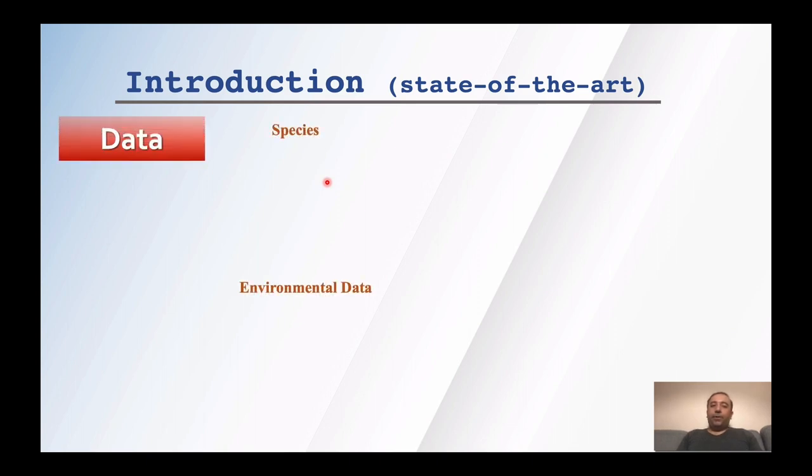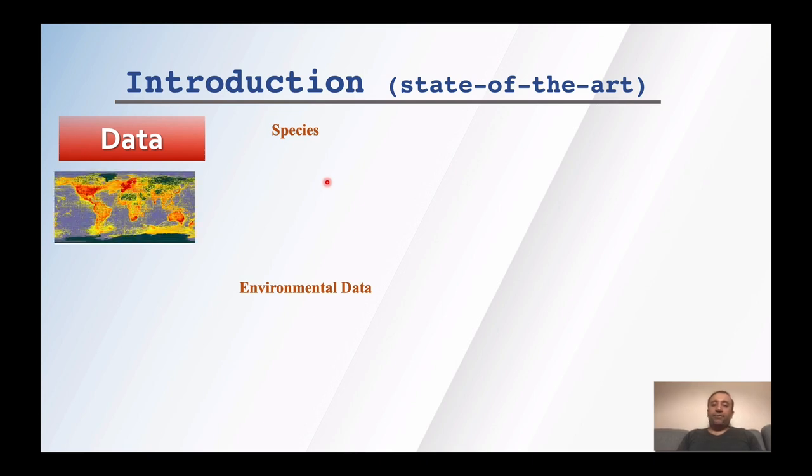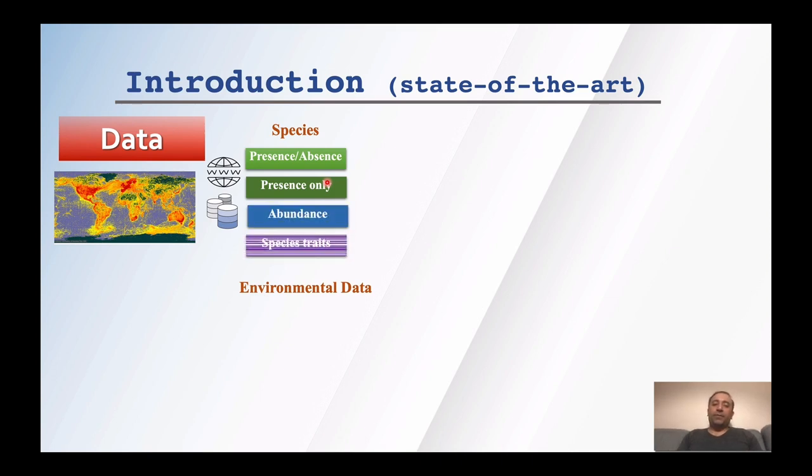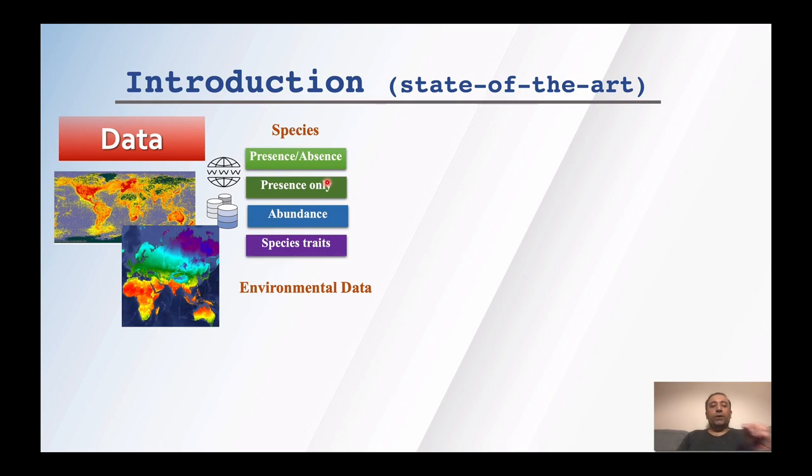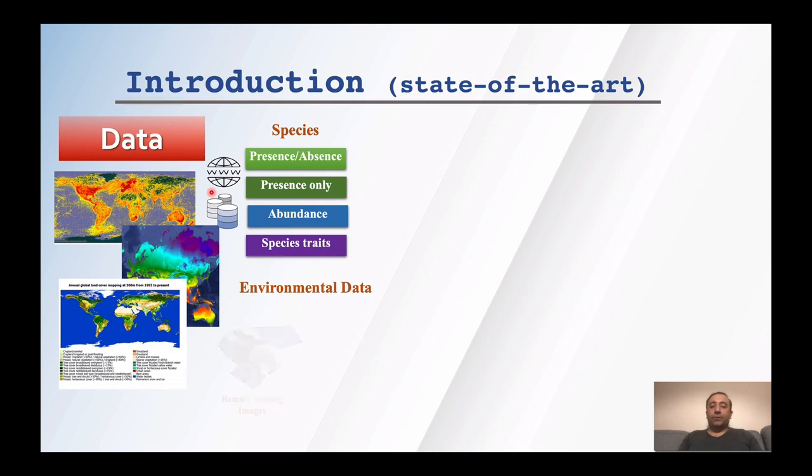In data, we would have different resources for both species data and environmental data that are available, for example, in GBIF data portal in the form of presence only or presence absence. We may have access to data in the form of abundance or even species traits. For environmental data, also there are many resources recently became available, for example, the climatic data or land cover data.